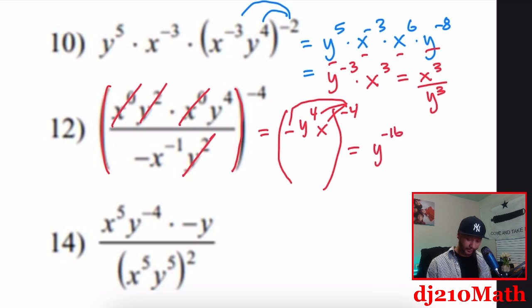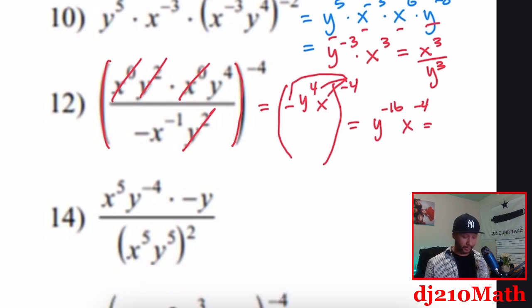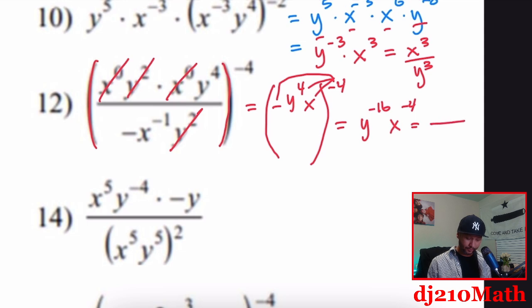y to the negative 16, because 4 times negative 4. x, again to the negative 4. So clearing the negative exponents, both of them are negative, the y and the x, so they're going to both move to the denominator. So y to the 16, x to the 4, all under 1. Anytime they both move or everything moves, it's just a 1. So it's very important that you understand that the exponent always applies to the negative when there's a negative. It always applies to the negative.